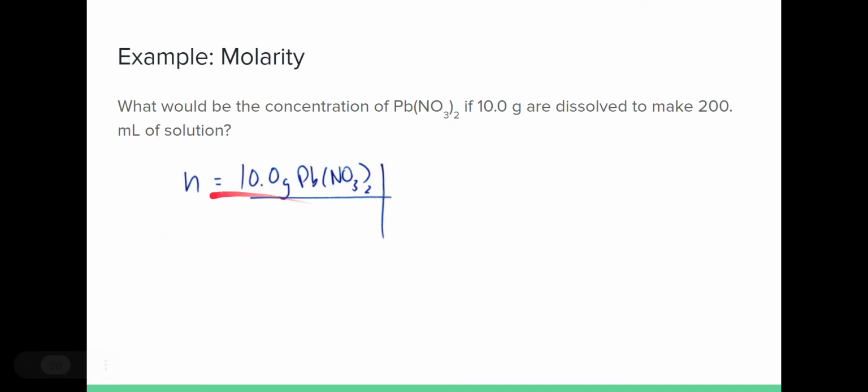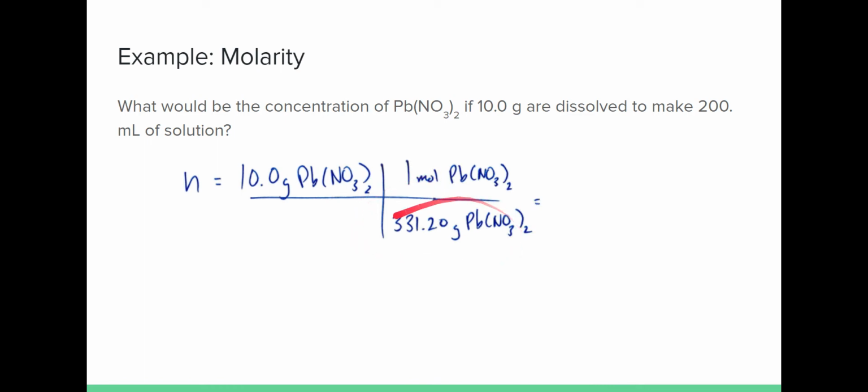The first thing that I need to do is take 10 grams of lead(II) nitrate, and I have to use its molar mass to determine the number of moles of lead(II) nitrate that are in this solution, and that comes out to be 0.0302 moles of lead(II) nitrate.